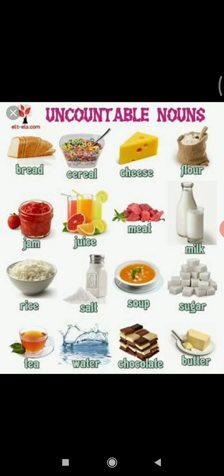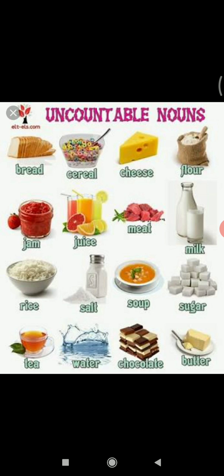Next one, cereal. That is a chocolate they used to have as breakfast. Then cheese, flour. Flour, you cannot count it. So then jam, juice, meat, milk, rice, salt, soup, sugar, tea, water, chocolate, butter. We cannot count these things.